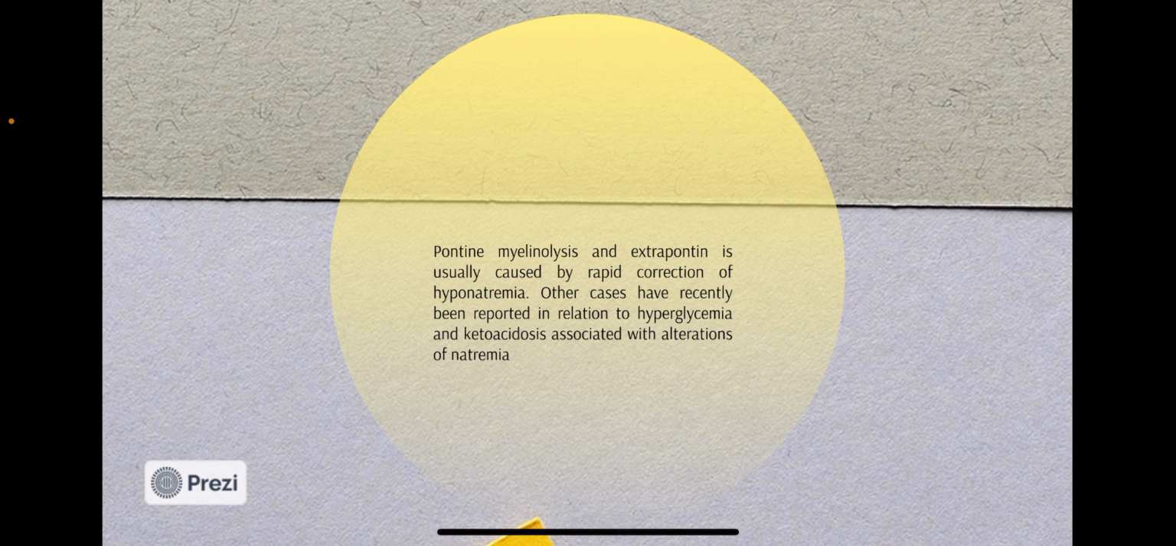Pontine and extrapontine myelinolysis is usually caused by rapid correction of hyponatremia. Other cases have recently been reported in relation to hyperglycemia and ketoacidosis associated with alteration of natremia.